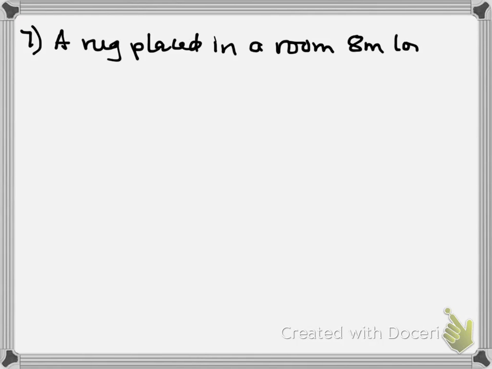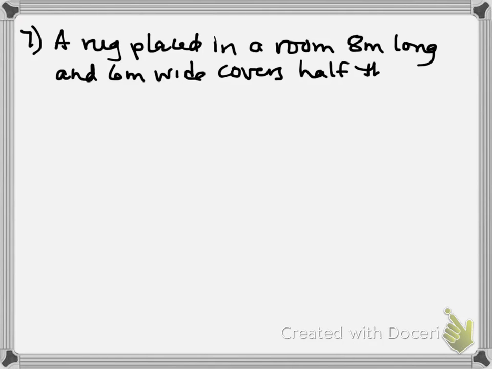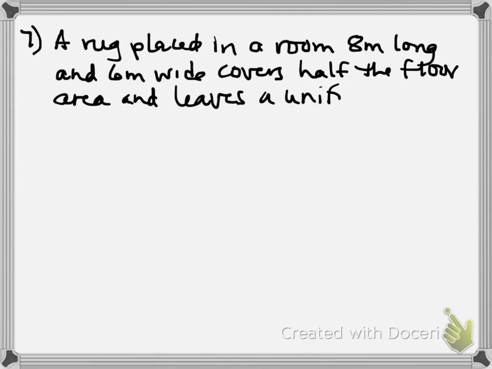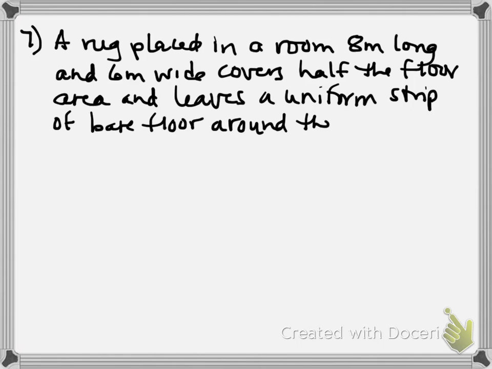This is the number 7. So this one says a rug placed in a room 8 meters long and 6 meters wide, covers half the floor area, and leaves a uniform strip of bare floor around the edges. What are the dimensions of the rug?